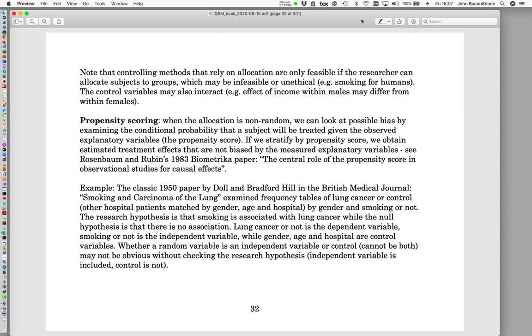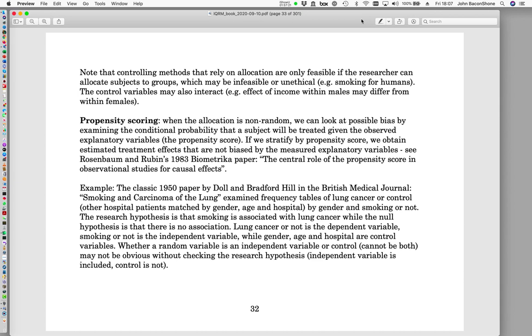I've given you here a reference to a paper. I don't have time to talk about this in great detail. There is still some argument going on in the literature about how useful propensity scoring is, but it's clearly better than making no adjustment at all for non-random allocation.